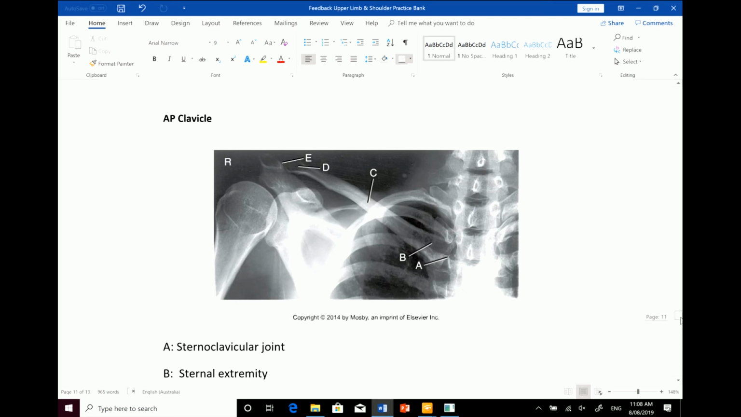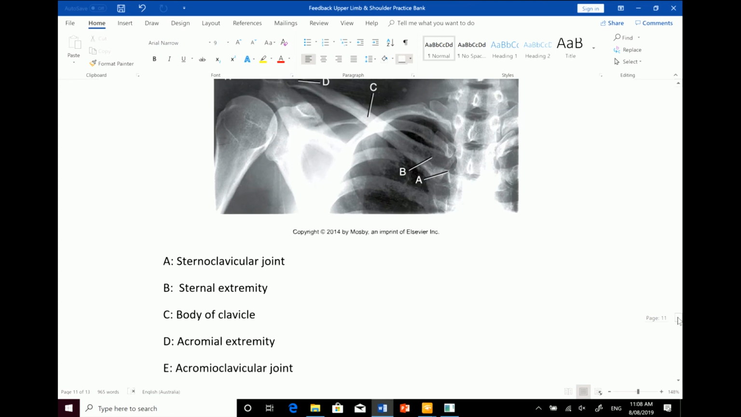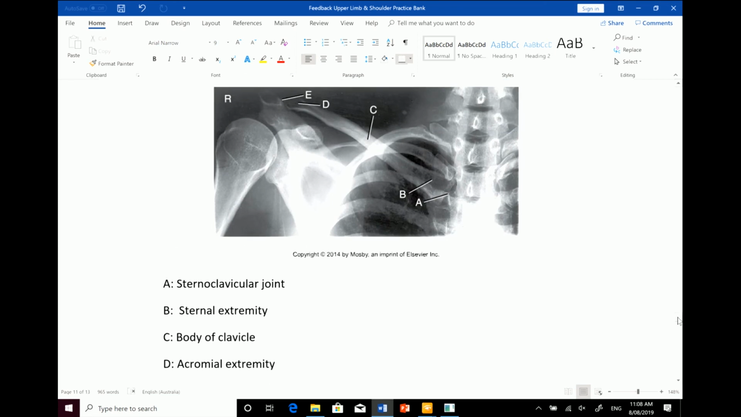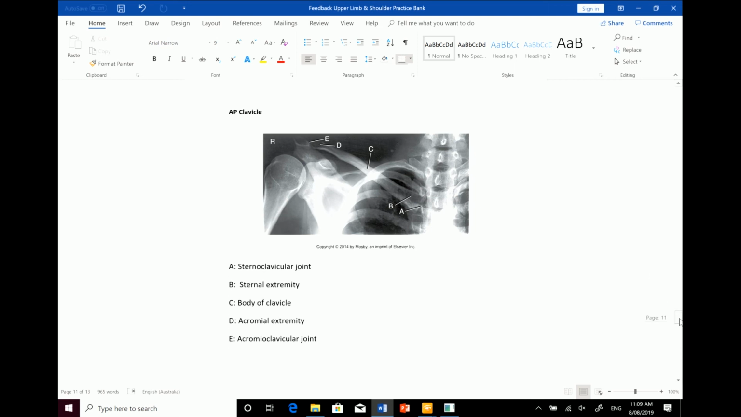So if we now look at the AP clavicle, that was in part A. So hopefully you've done that yourself so that you can work through these. So your number A here is the sternoclavicular joint. Number B is the sternal extremity. C is the body of the clavicle. D is the acromion extremity, and then E is the acromioclavicular joint. So that is for the AP of the clavicle.